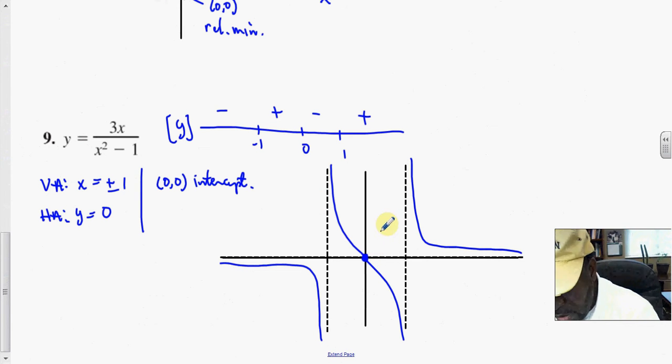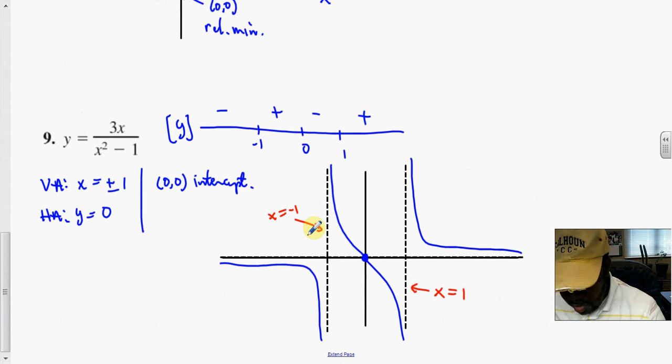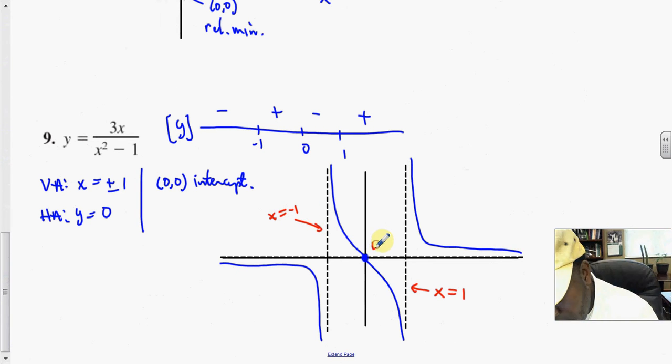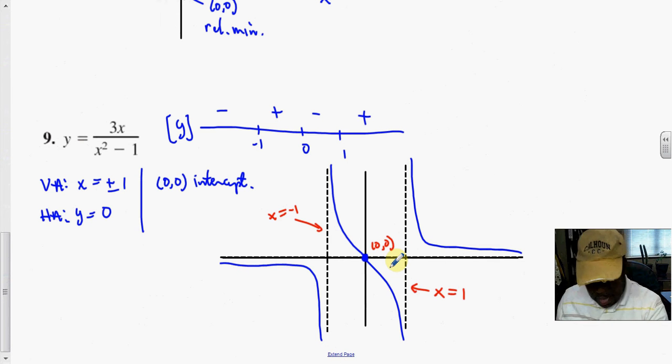Obviously, that's the origin, and this is the line x equal to 1. This is the line x equal to negative 1, and then we get the origin. A study of that, notice that you have a point of inflection as well at 0 if you were doing the second derivative. I don't want to with that fraction, but you get everything you need. We got the graph, right?